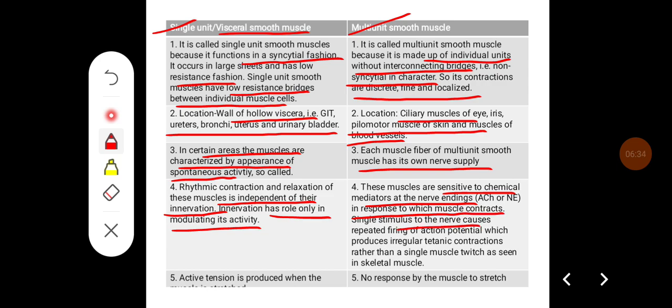A single stimulus to the nerve causes a repeated firing of action potential, which produces irregular tetanic contractions rather than a single muscle twitch as seen in the case of skeletal muscle. In single unit muscles, active tension is produced upon stretch, whereas there is no response produced upon stretch or stimulation of the smooth muscle.